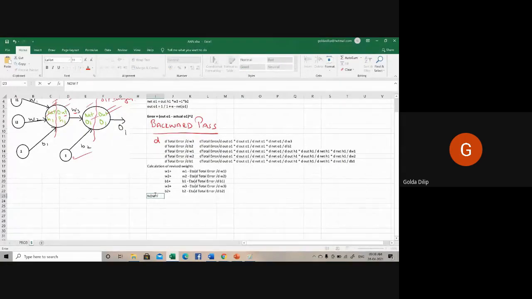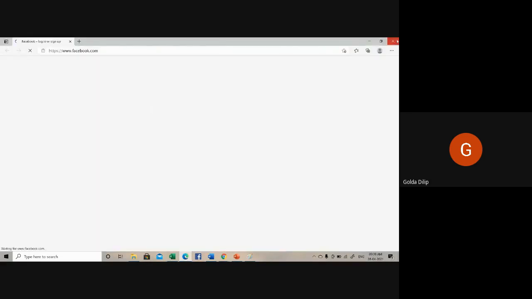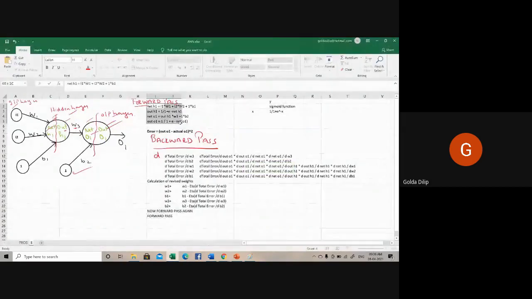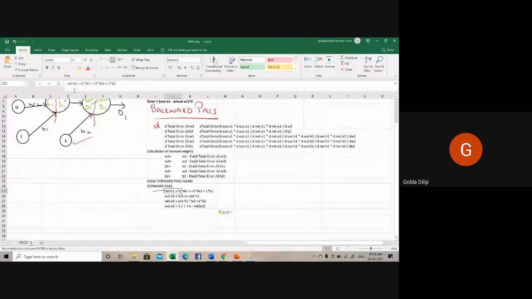Now the forward pass, once again. So what do I do? I already have done this forward pass, so I can just revise the weights as W1 plus, W2 plus, W3 plus. I have already computed the forward pass. I'll just copy it down, and then just revise the weights alone.